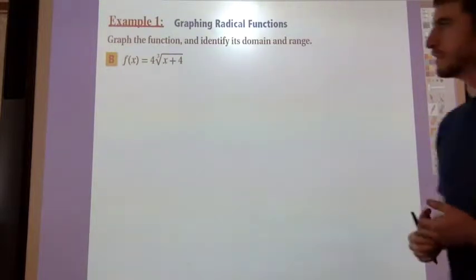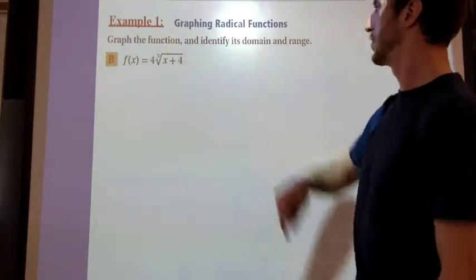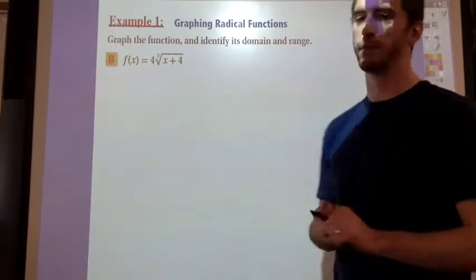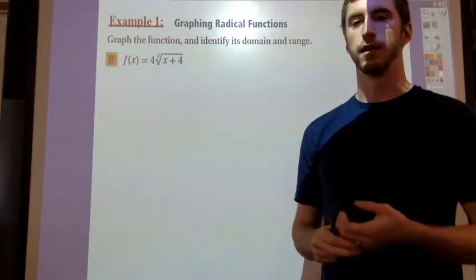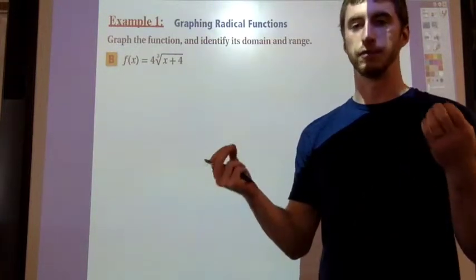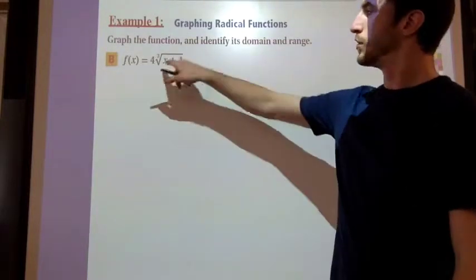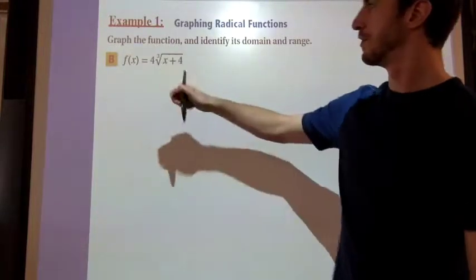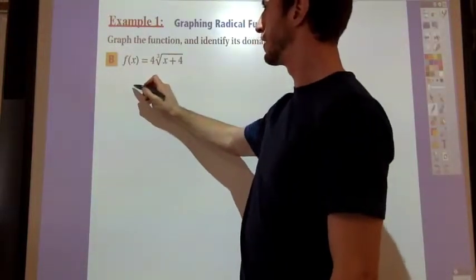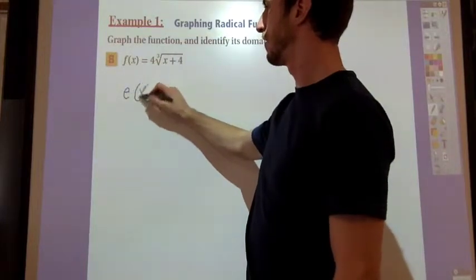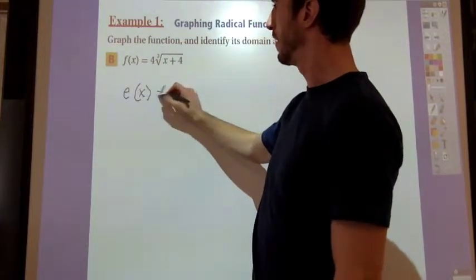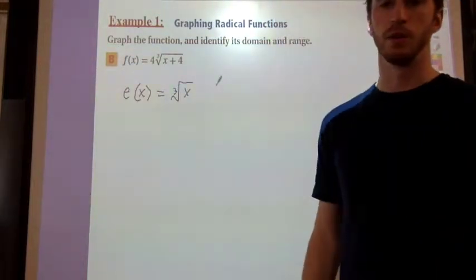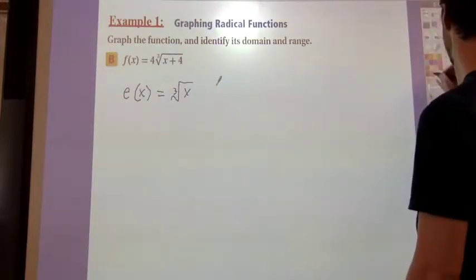Okay. So for this one, it wants us to graph the function and identify its domain and range. And we've already studied a little bit of how radical functions can be transformed. So first of all, let's go ahead and graph the parent function of this. So the parent function, I'll say e of x because e is before f, is the cube root of x. And we already know what that looks like graphed because we just did it.